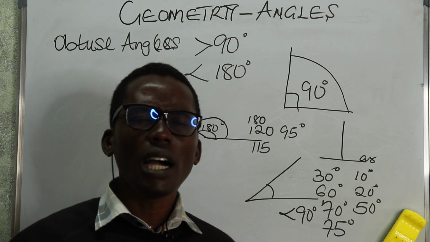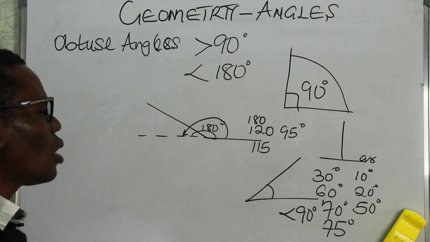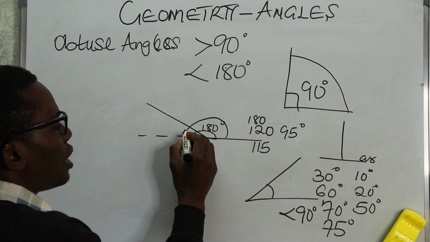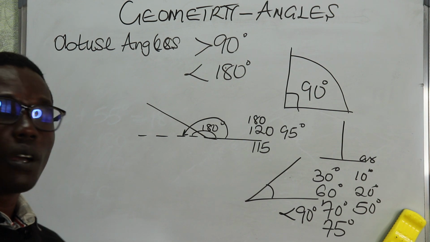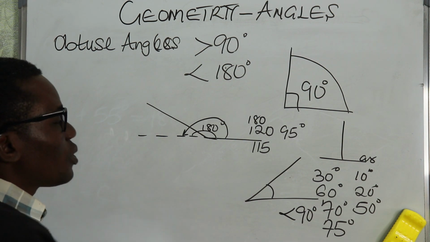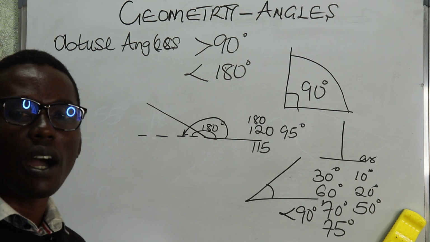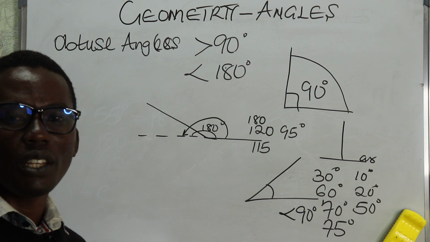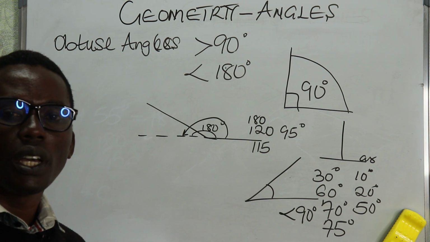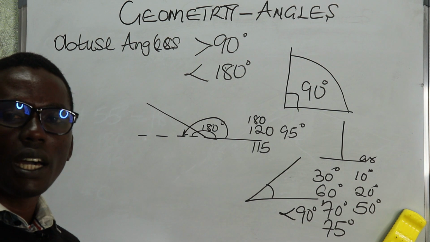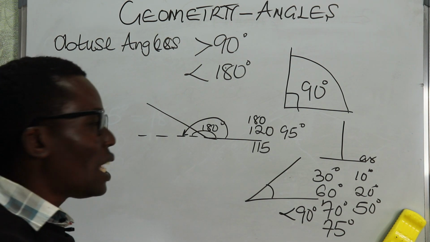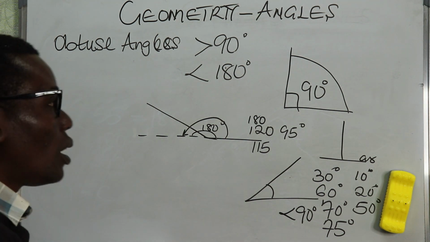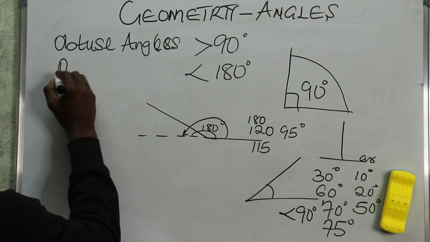Now, we can also have straight angles. Straight angles are angles that are equal to what? 180. Angles on a straight line. That is where you have angles on a straight line, so we call them straight line angles. They are angles that are equal to what? 180. So that aside, the next one we want to talk about is the reflex angle.